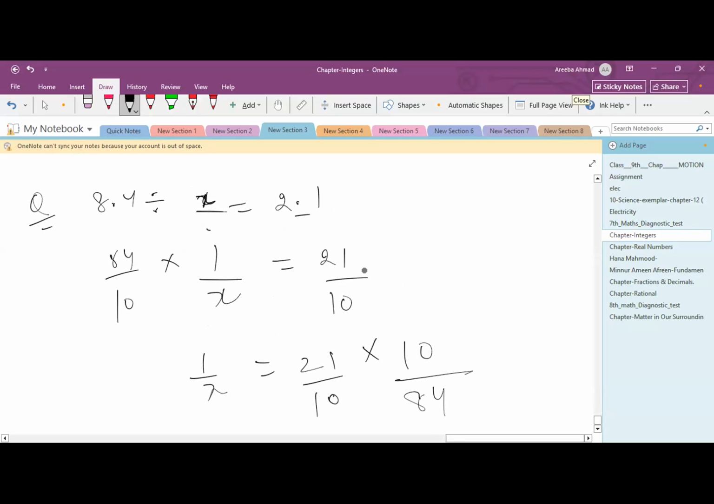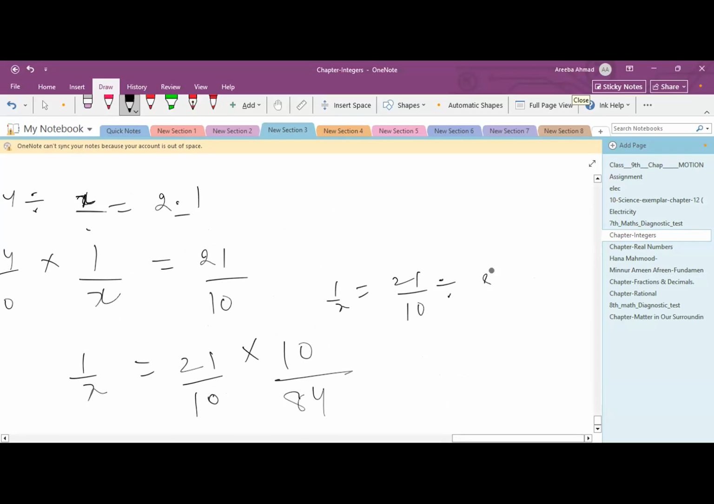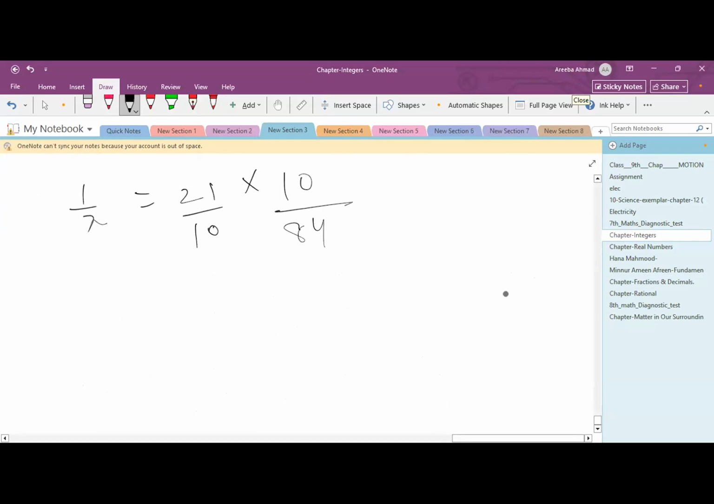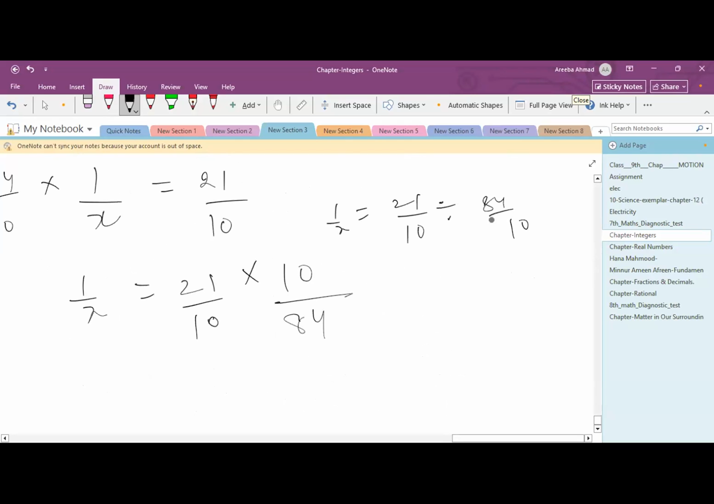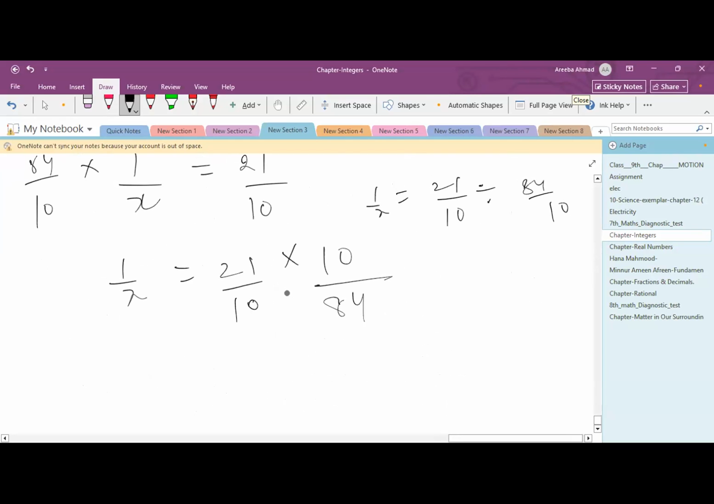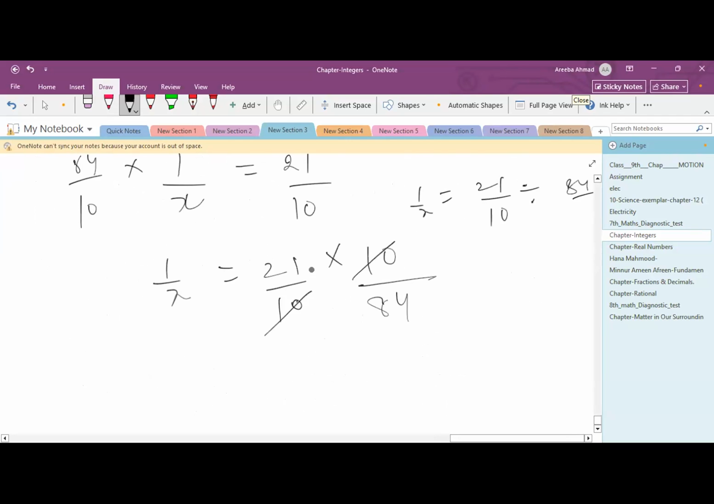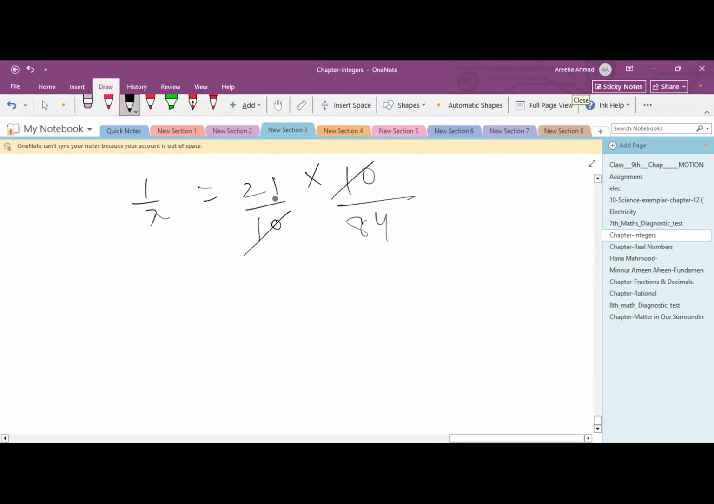Or in other simpler words, you can say I have divided 21 by 10 divided by 84 by 10. Still you will get this only, after reciprocating. So we just have to multiply and see the answer. Now it is 21 by 84. It is coming as 1 by x, but I want the value for x, not for 1 by x.